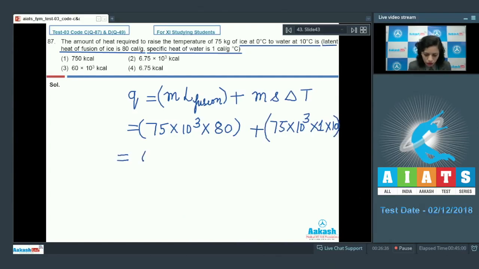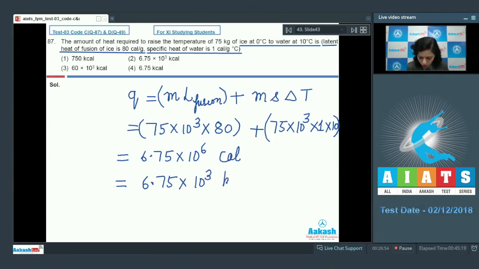This would be 6.75 into 10 raised to the power 6 calorie. And what would be the value in kilocalorie? This would be 6.75 into 10 raised to the power 6 divided by 10 raised to the power 3. So this would be 10 raised to the power 3 kilocalorie. And on that basis, the answer is given here in option 2 that you should choose. After this, it's a turn for next question.